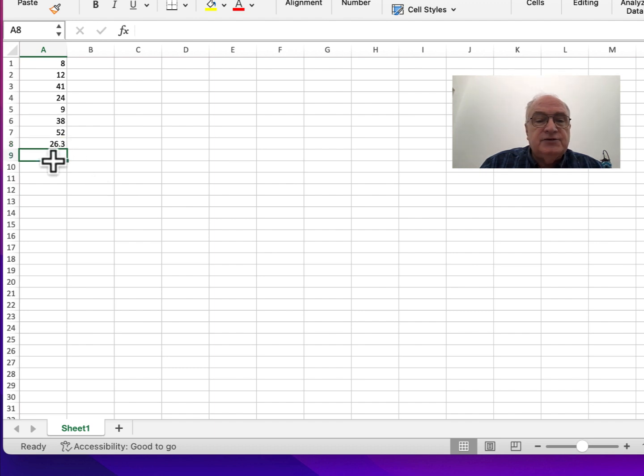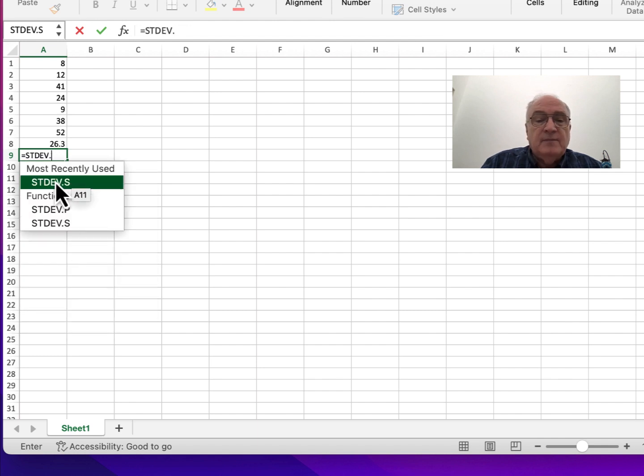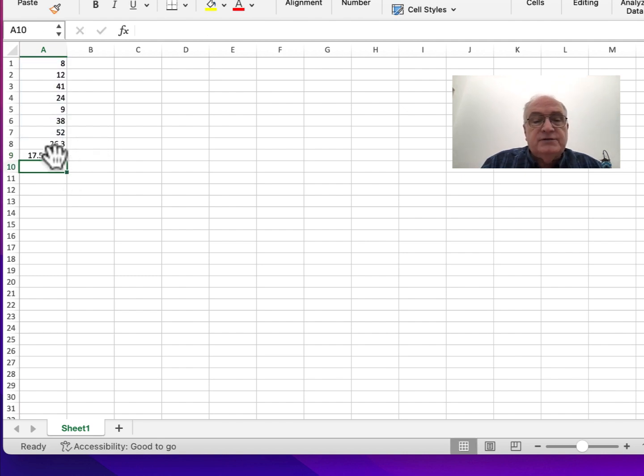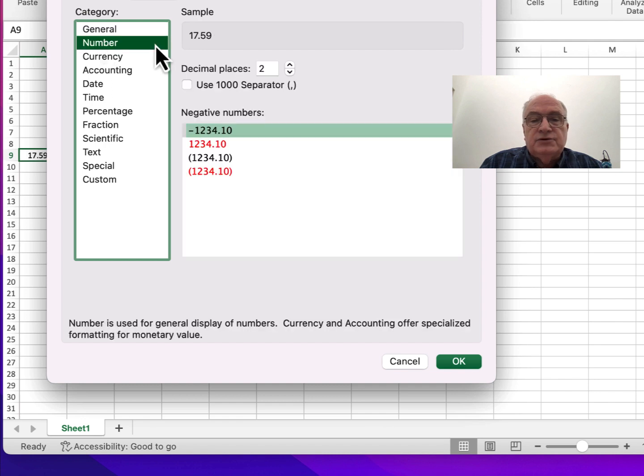Now let's find the standard deviation. Equals ST. There it comes up, the standard deviation. We want this one right here. And we're going to standard deviation, all the data. Standard deviation the mean. And look, it has the same situation. So we're going to format that. And since the mean has one decimal place, it should have 2.